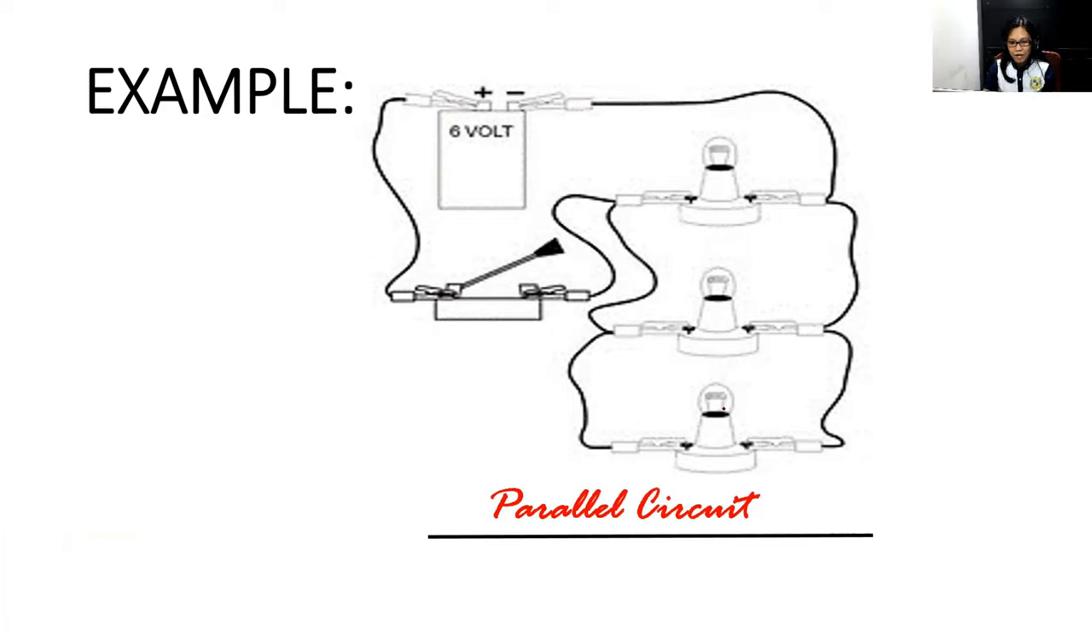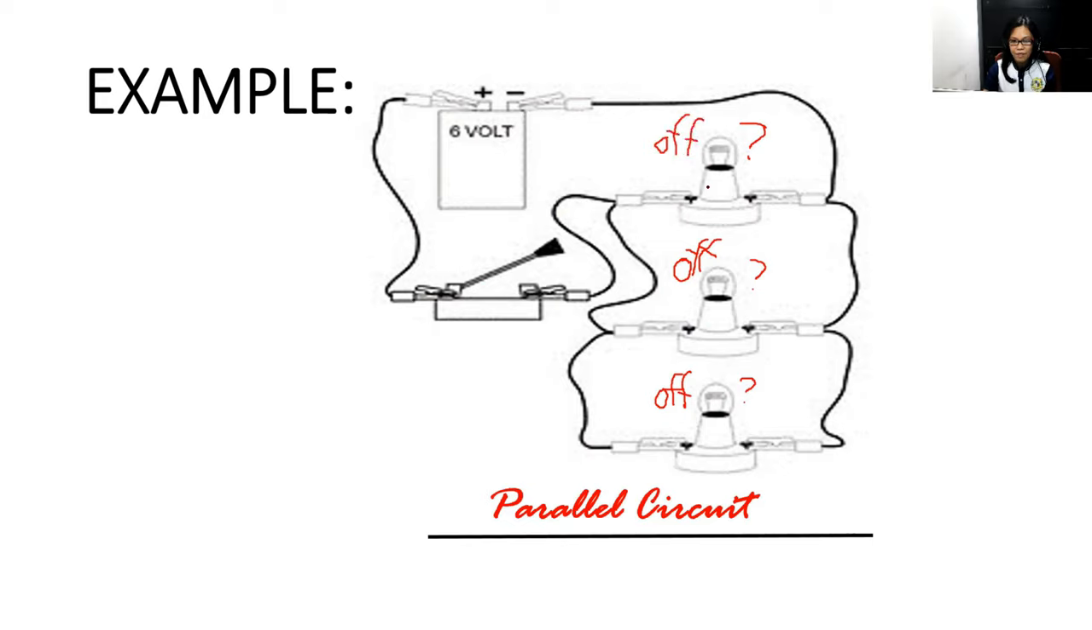So what do you think? Is this bulb light up? Yes or no? Okay, you have to find out. If the bulb light up, then you have to write on and then color yellow. But if the bulb doesn't light up, so you will write off. Okay, off. I will write here off. This bulb is off. Also, this bulb is off.